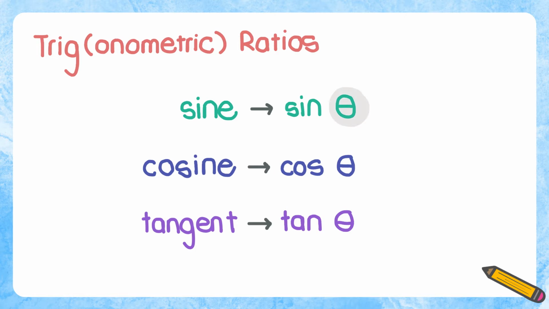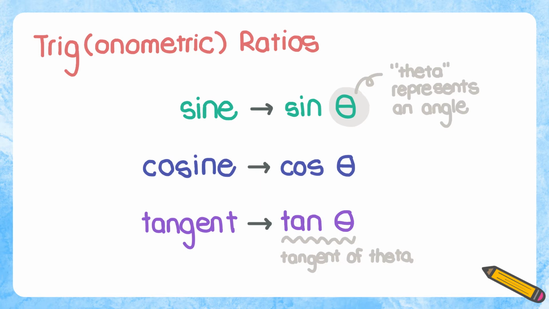The theta, right here, represents an unknown angle. So it's like a variable, like x or y, but for angles we use theta. So we read the symbol as theta, and theta represents an angle value. This bottom one, it looks like it just says tan theta, but we would actually read it as tangent of theta. So we have sine of theta, cosine of theta, and tangent of theta.